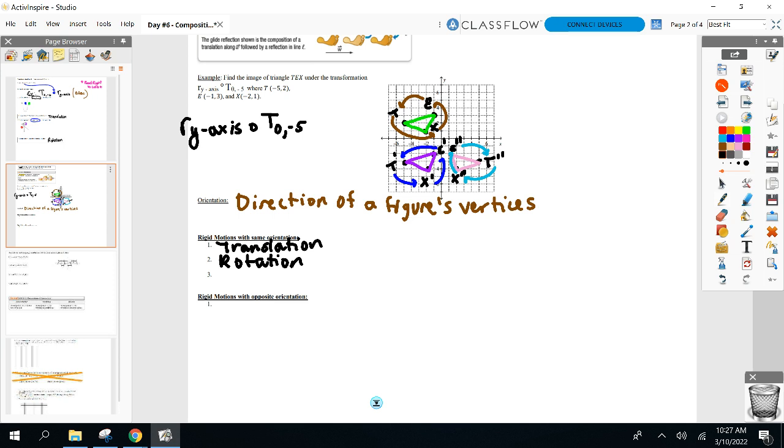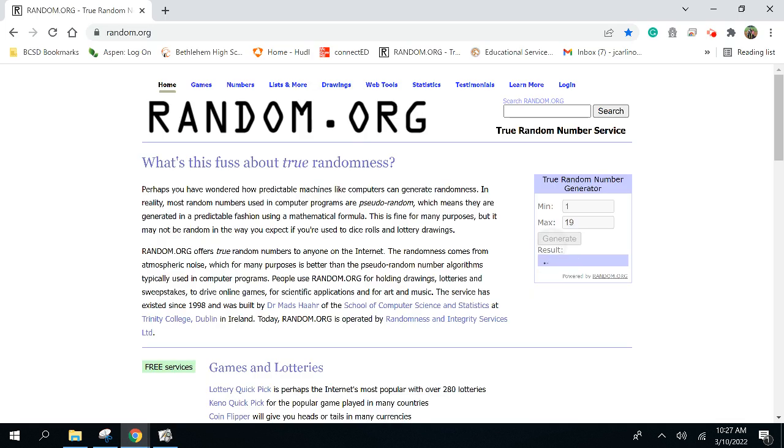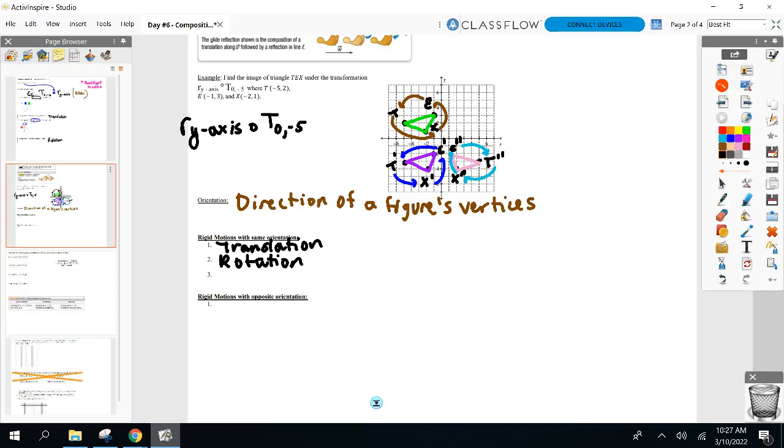And then we had one more. Translation, rotation, and then one more that does not change the size or shape of the figure. Reflection. Would that change orientation? I'll let you guys decide. Again, we did it up here. We did a reflection up here. Will that change orientation or not? A reflection.